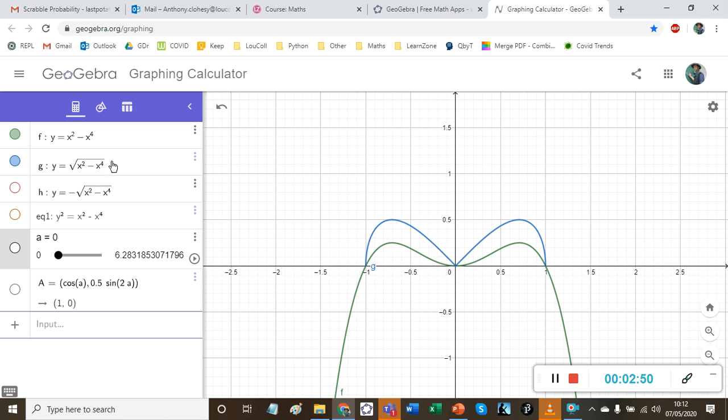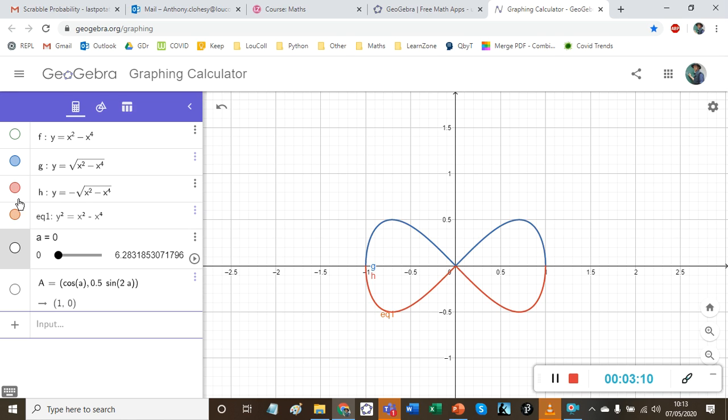So if we're interested in sketching y squared equals x squared minus x to the 4, we're also going to need to consider the negative square root. That's not so difficult once we've got the positive one, because it's going to be the exact negative of what we've already got. But it's worth noticing now that this curve we've ended up with looks like a complete loop.